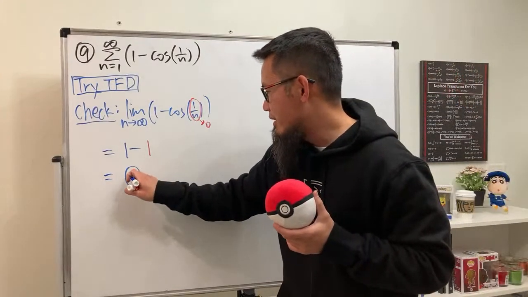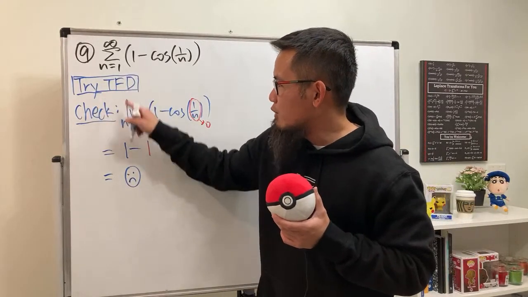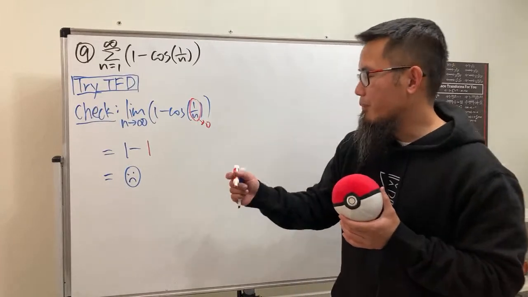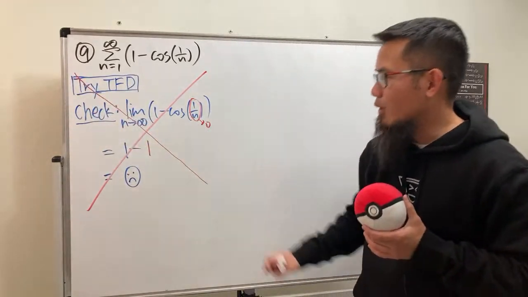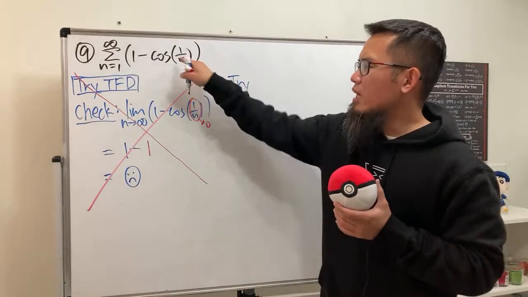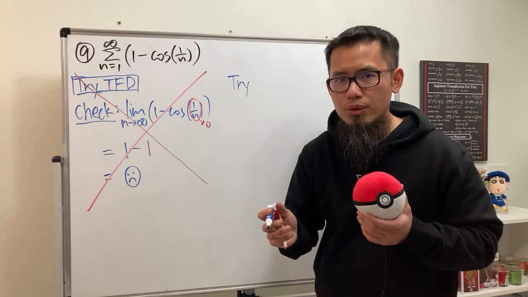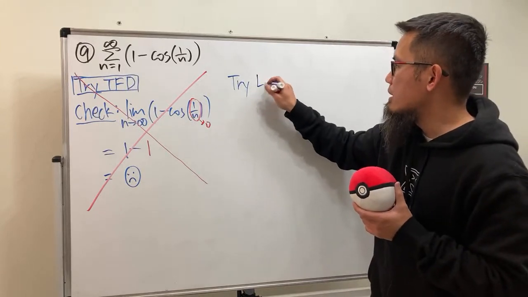No, it does not do us any good. Test for divergence, the zero doesn't do us any good, right? So unfortunately, this is not presentable, so I will have to cross that out. Now, have a look next. Because we see the 1 over n, maybe it's a good idea to do the limit comparison test. So let's try the limit comparison test.